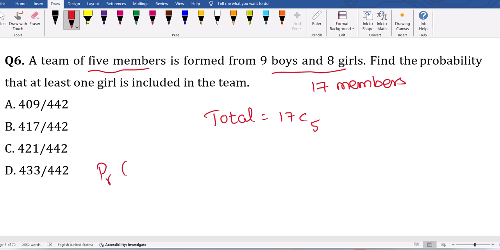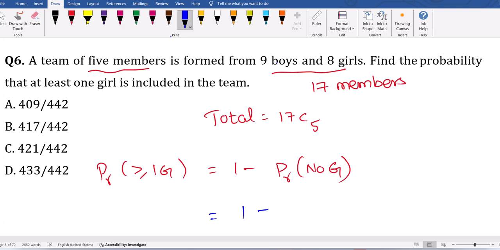Probability you want at least one girl is nothing but 1 minus probability of no girl. Okay, probability of success is 1 minus probability of failure. I want minimum one girl. Okay, no girl is what failure. So 1 minus probability of no girl. See, if you don't want any girl, from 9 boys you need to select that 5 people. Okay, so all boys only required.